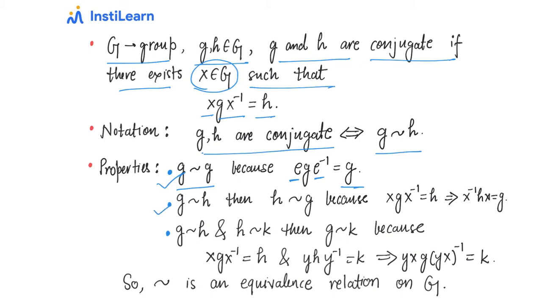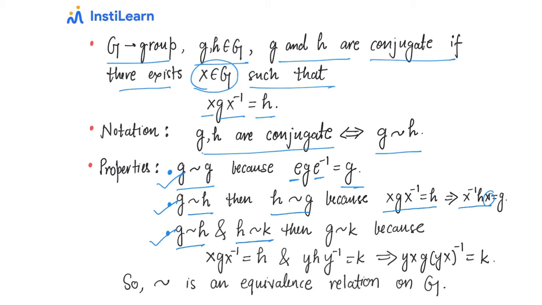Conjugacy is also symmetric: if g is conjugate to h, then h will be conjugate to g, and you can see that easily. If you have an x such that x g x inverse equals h, then you can take the element x inverse, and then x inverse h times x inverse inverse, which is again x, will be equal to g.